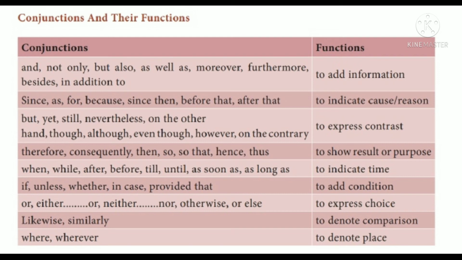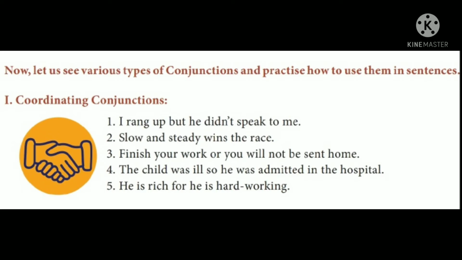Next one is to denote comparison, likewise, similarly. For comparison we can use these two conjunctions. Next one is to denote place, we can use the conjunction where or wherever. So these are some important conjunctions and their functions which you should be thorough with. Let us see various types of conjunctions and practice how to use them in sentences.